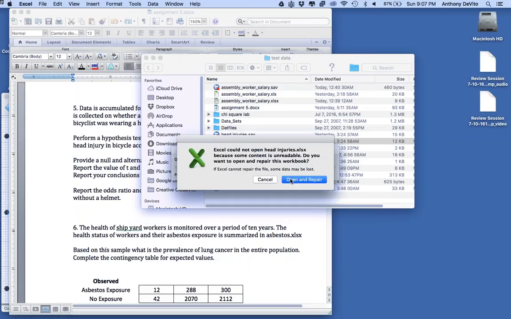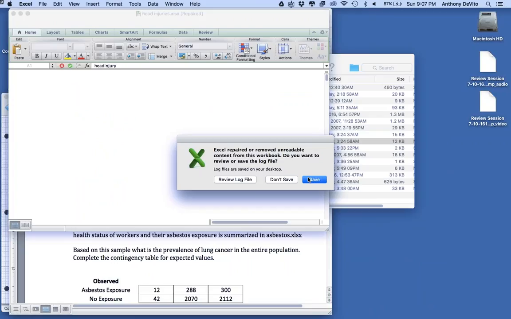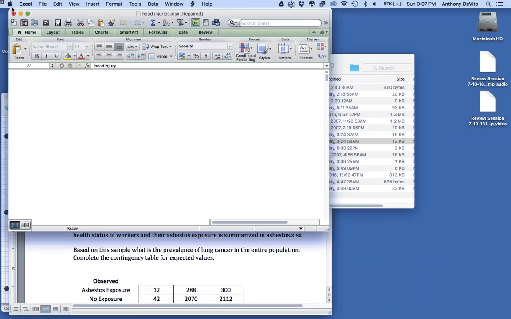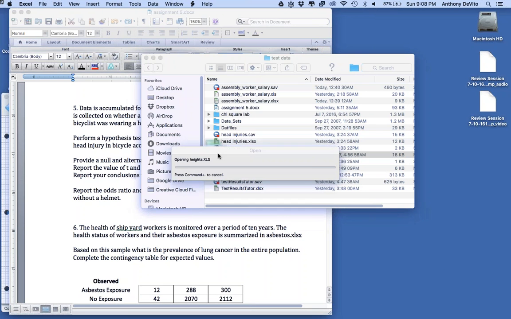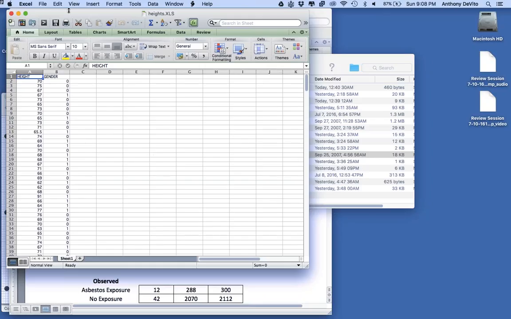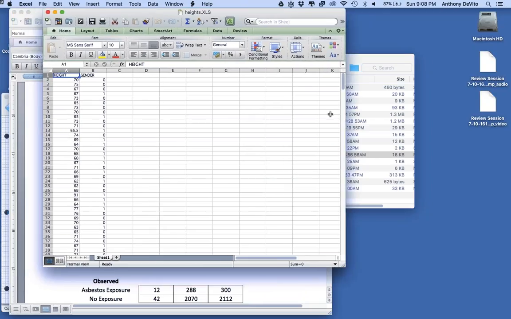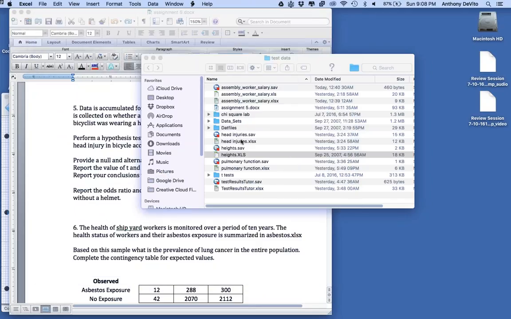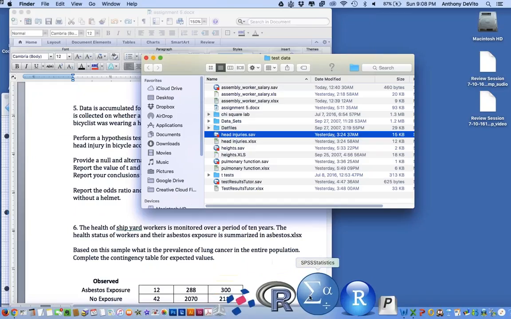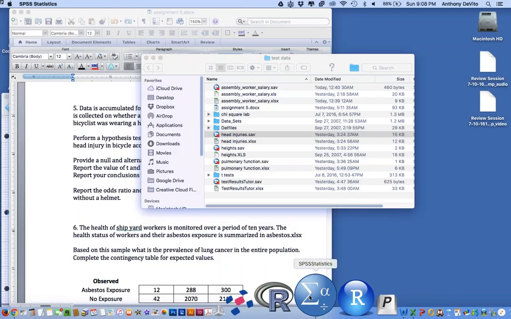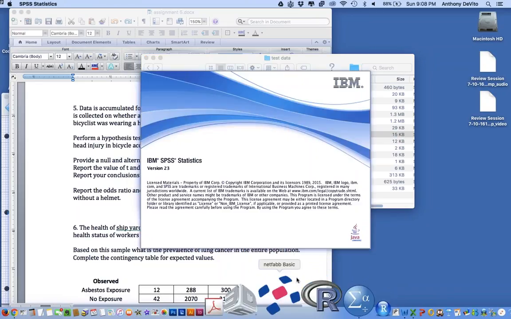Okay, open and repair. Hopefully, I'll see it. Didn't like that file. Okay, how about this version of it? Okay, so here's what the data looks like in Excel. Oh, nope, that's the height data. Well, I guess I'm going straight to the SPSS file. Okay, let's give it a moment. Okay, there we go.